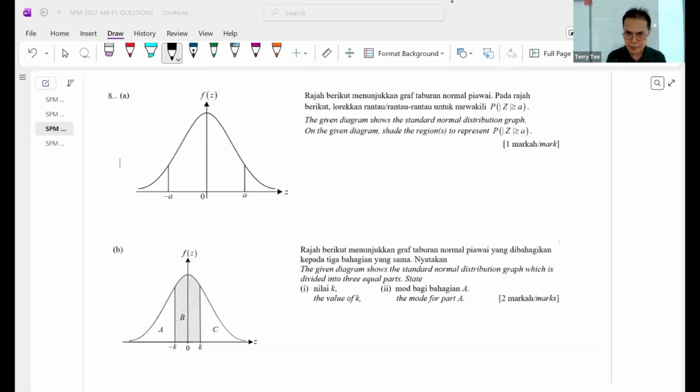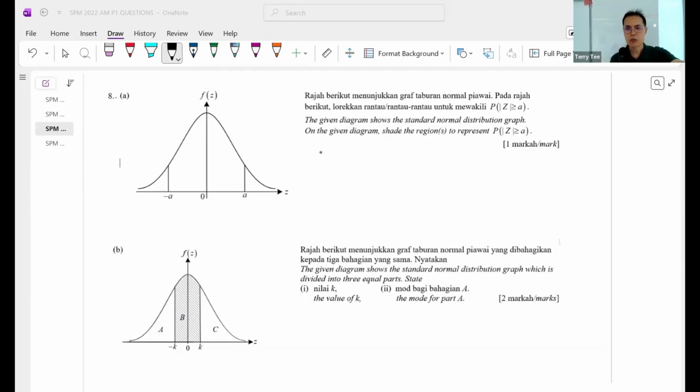Come on, question number 8. This is from chapter 5, probability distribution. This is the second part, the normal distribution. The diagram shows the standard normal distribution graph. On the given diagram, shade the region to represent P(Z greater than or equal to A). So P(Z greater than or equal to A), very simple.